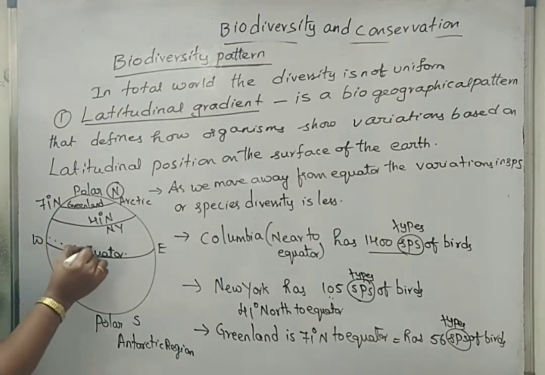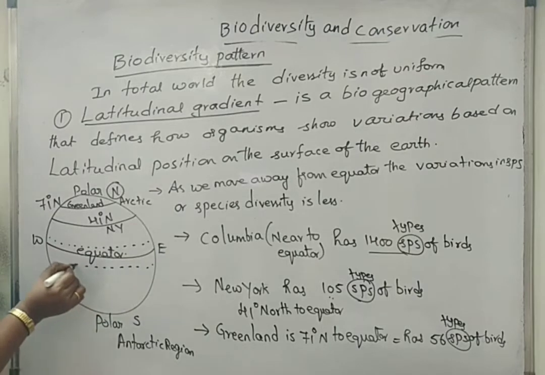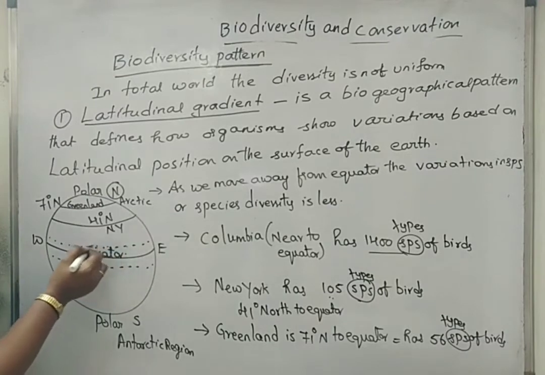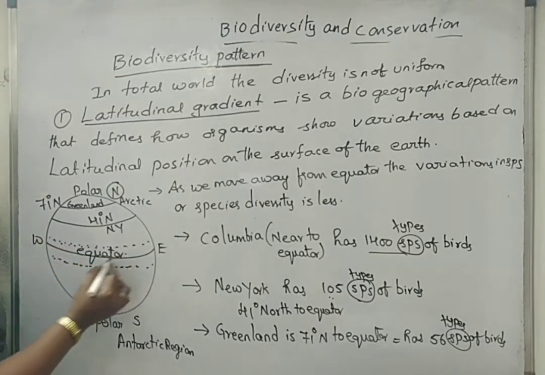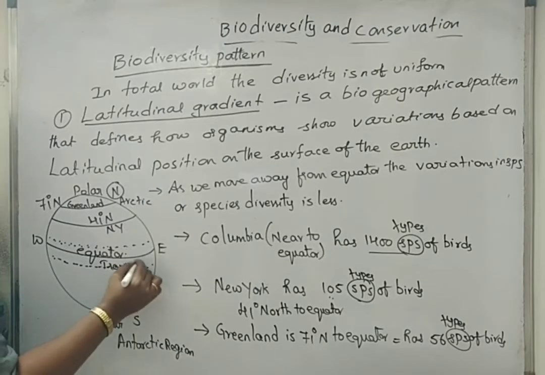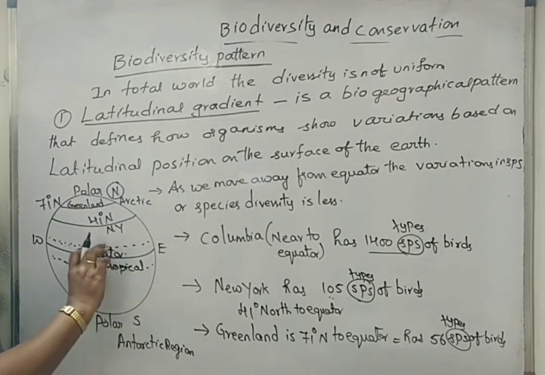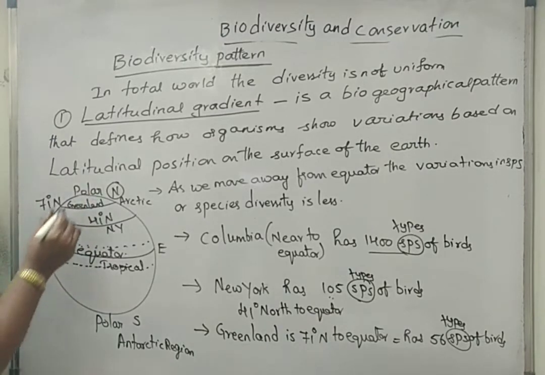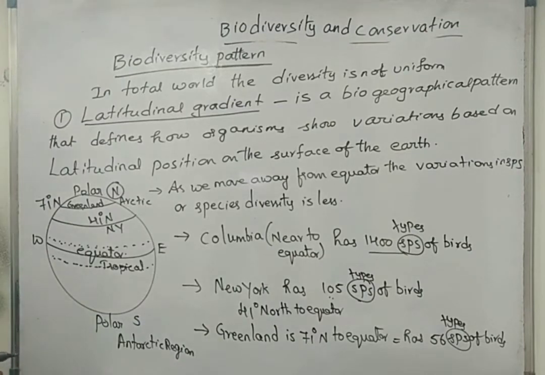There are some areas which are near the equator, called the Tropic of Cancer in India. Those regions near the equator are called tropical regions. These tropical regions show more and more biodiversity; they have more species diversity. Next, while we are moving towards the polar regions, the regions near the poles are called temperate regions. They have less species diversity. But in the tropical regions, one best example is the Amazon forest, which has very high species diversity.